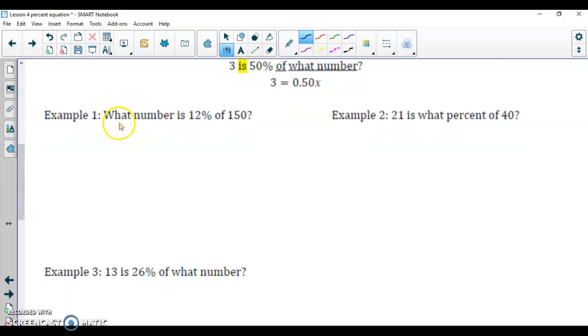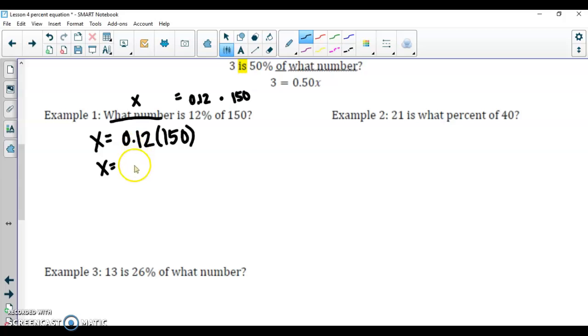So in example number 1, what number, that tells me I have an x, equals 12%, I'm going to need to change to a decimal, of means multiply, 150. So my equation here is x equals 0.12 times 150. So when I go ahead and actually multiply, I don't really have anything to solve here, but I'm going to end up with 18. So that tells me that 18 is 12% of 150.